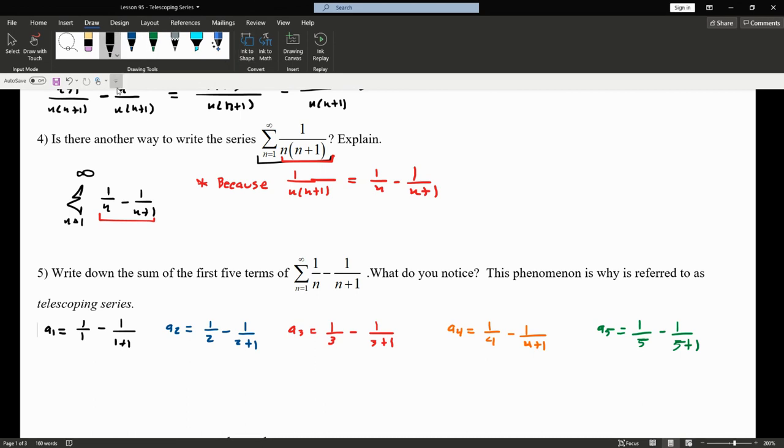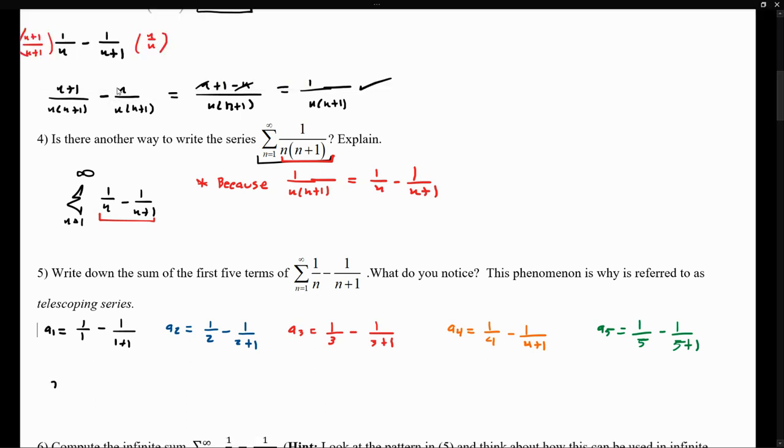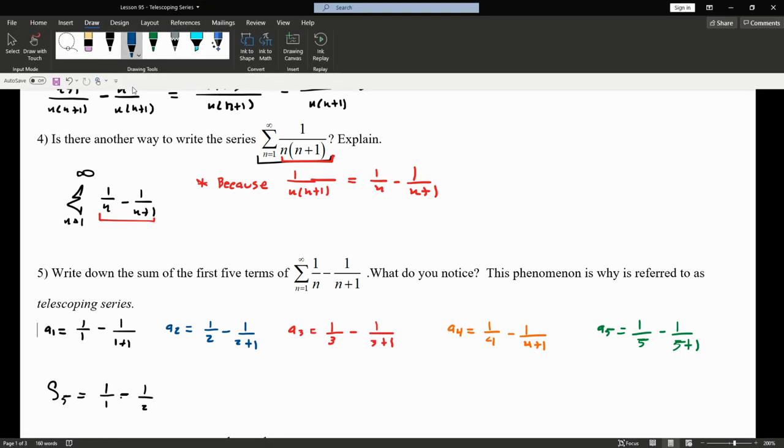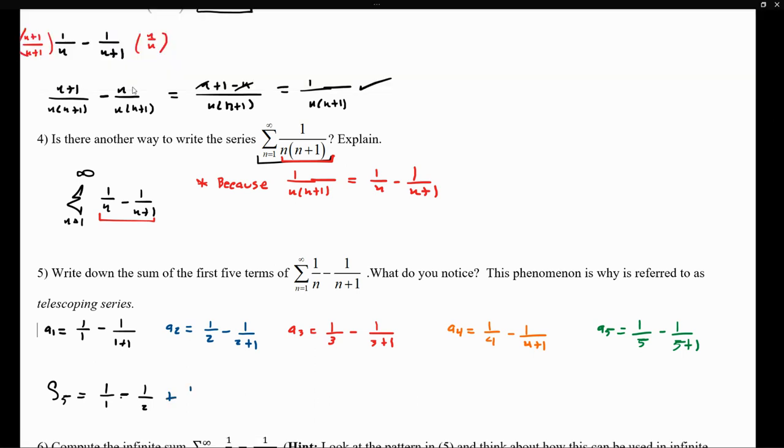Well, let's see. Let's get the partial sum of the first five terms. This is a whole term, so let me just rewrite it as it is. So 1 over 1 minus 1 over, so that's a 2. Now let's add the second term. 1 over 2 minus 1 over 3. 2 plus 1 is 3.